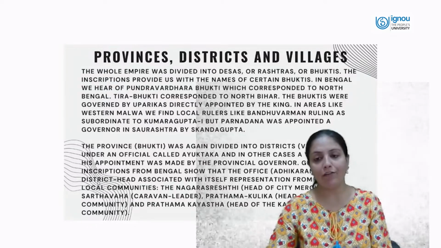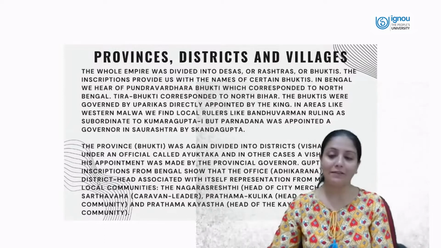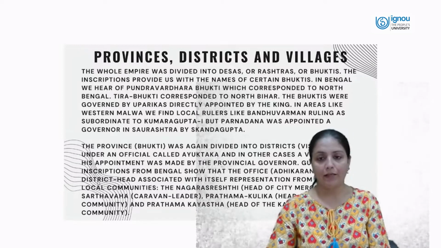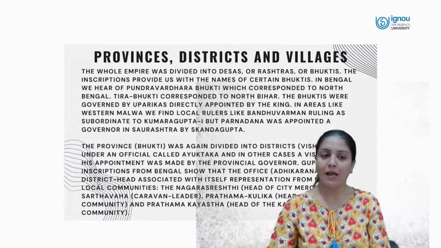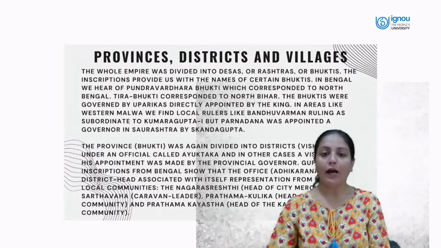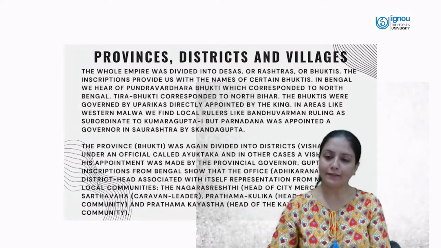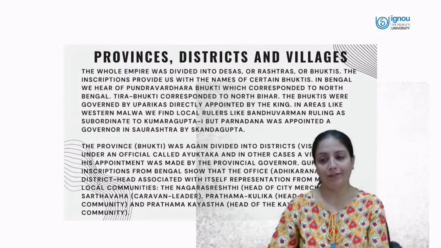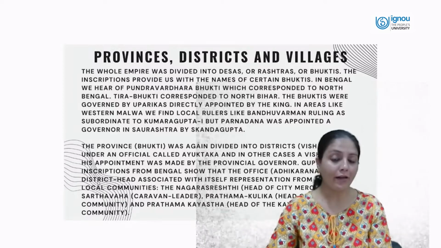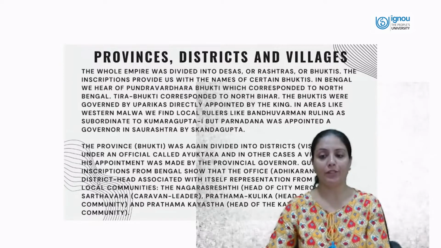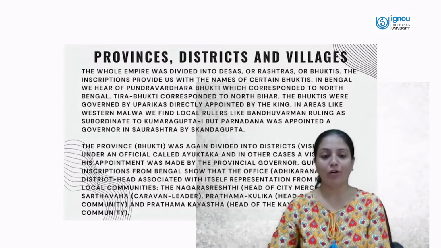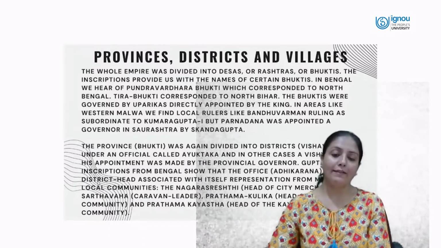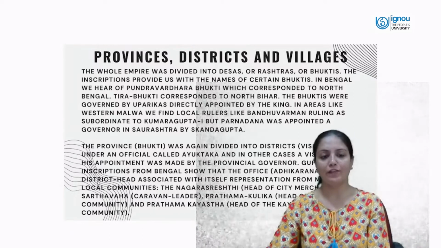The state was again divided into districts. As at present, the state is divided into districts also. That was again divided into districts called Vishayas under an official called Ayuktaka, and in other cases a Vishayapati. His appointment was made by the provincial governor. The governor was appointed by the king and the governor appointed the Vishayapati. Gupta inscriptions from Bengal show that the office of the district head had associated with itself representation from major local communities.